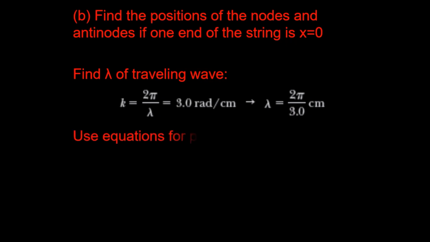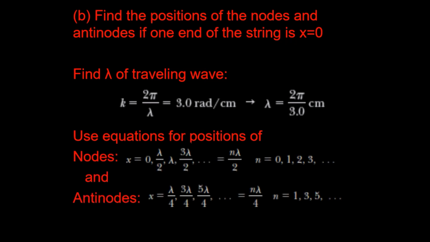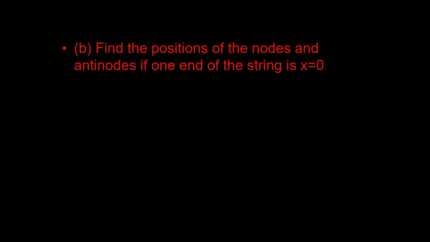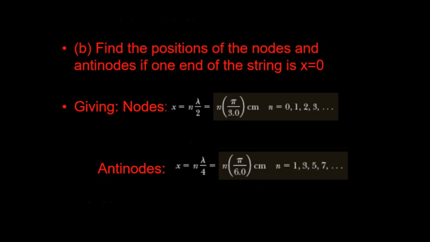We can now use our equations for the position of the nodes and exploit these. So x is equal to 0, lambda over 2, lambda, 3 lambda over 2, and so on, for n equals 0, 1, 2, 3 for the nodes, and for the antinodes, lambda over 4, 3 over 4, 5 over 4, etc. that we saw before. That means the nodes will be located at n times pi over 3 centimeters for these values of n, and the antinodes again at n times pi over 6 centimeters. So x will be n times lambda over 4 and x n times lambda over 2.